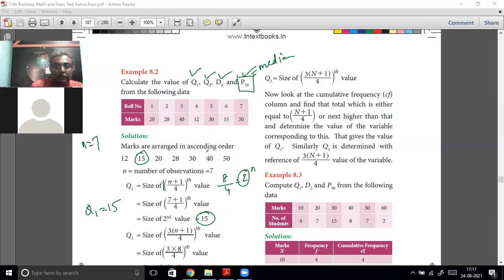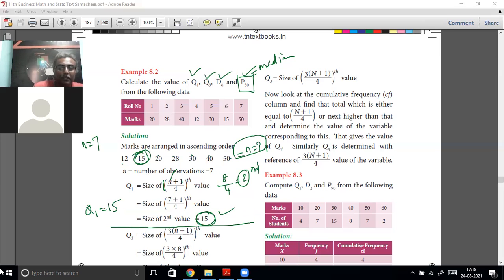Can you explain again, uncle? n plus 1. n is 7. 1, 2, 3, 4, 5, 6, 7 items are there. n is equal to 7, 7 data items are there. (n plus 1) by 4th item. n is 7, 7 plus 1 is 8. 8 by 4, so the second item. Okay, now I understand. The second item is the answer.